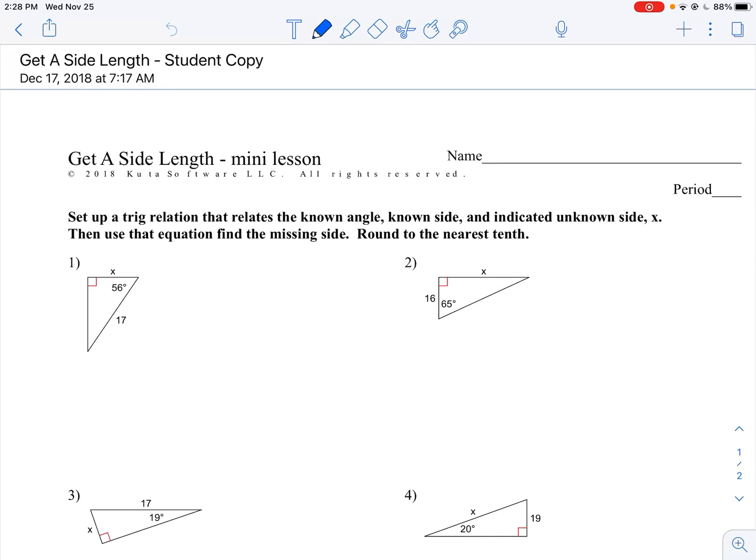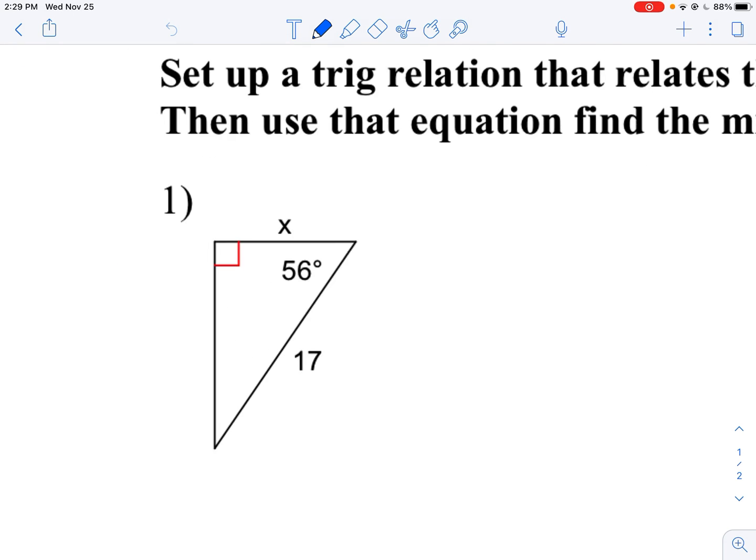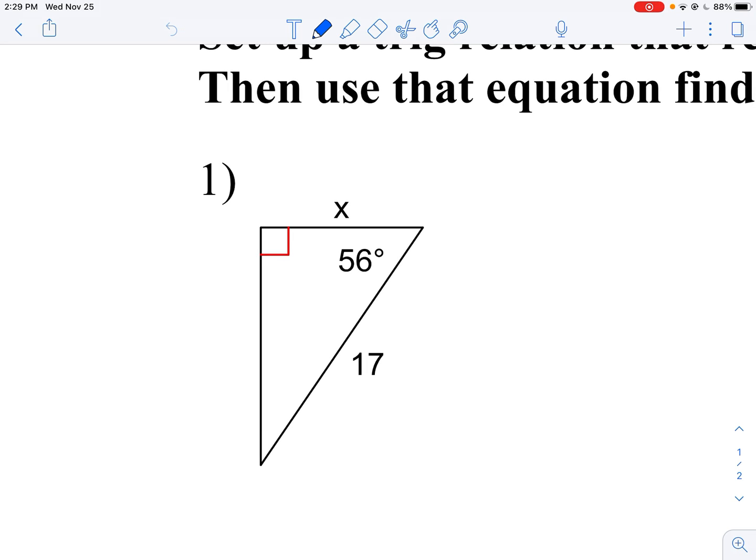Alright, ladies and gentlemen, time for a little lesson. I'm calling it a little mini lesson. It's called Get a Side Length. So, what's going on is you'll be given a triangle, such as one here, and you need to find this missing side length. Sometimes people think you should use the Pythagorean theorem, a squared plus b squared equals c squared, but you also don't know this side length, and you have to know 2 of the 3 to get the third one.